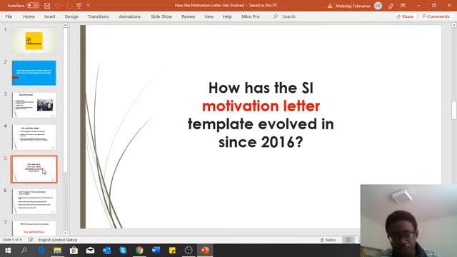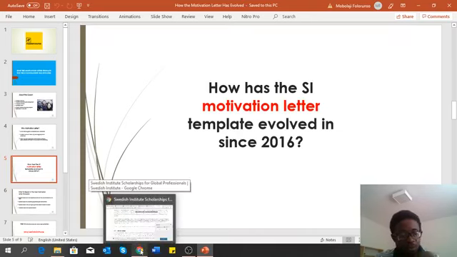And it's very important because it will show you what they are really looking for. And then you can predict, okay, these are the kind of questions they're going to ask in the next motivation letter template. That's what I want to achieve here. And so I'm going to show you the previous templates.